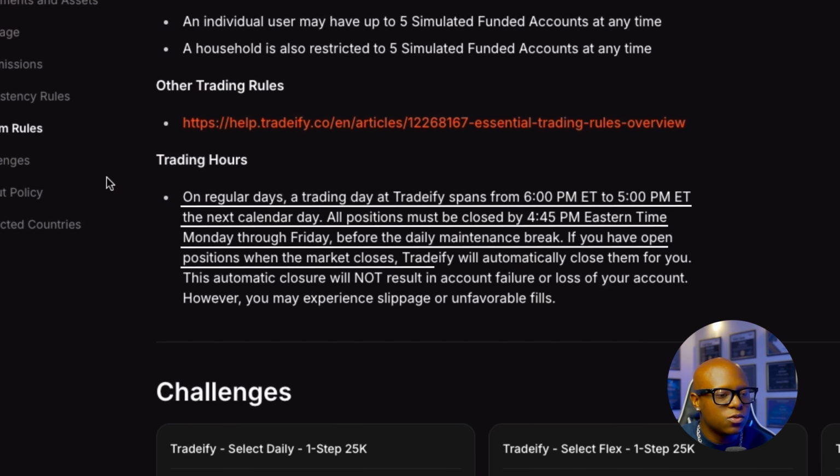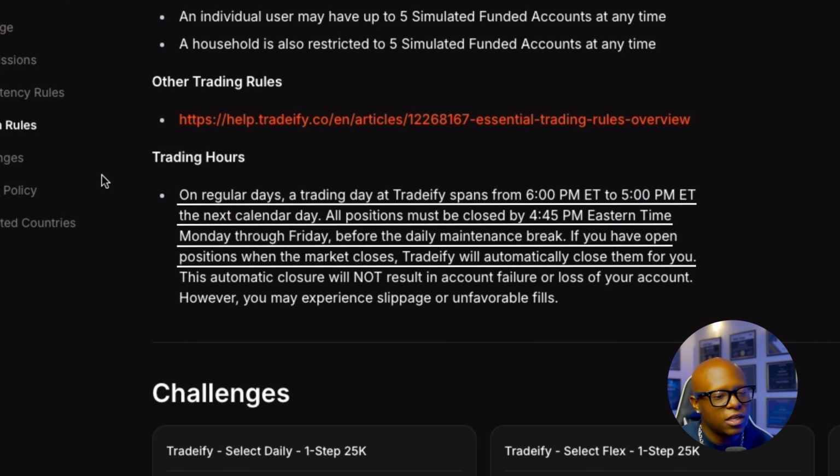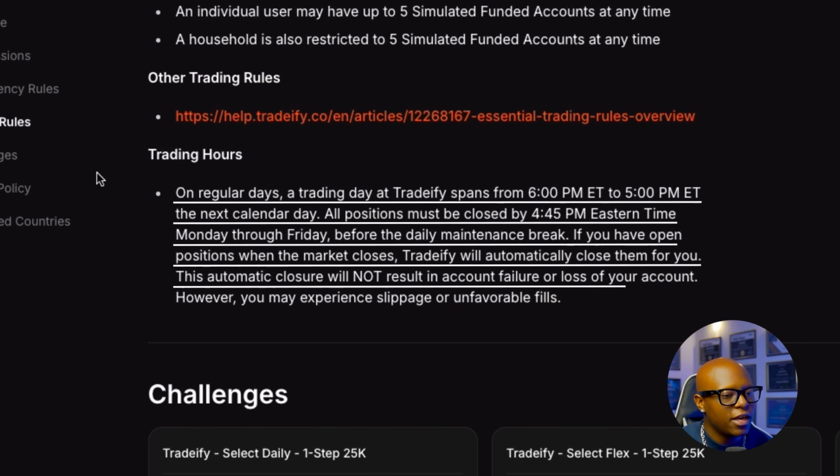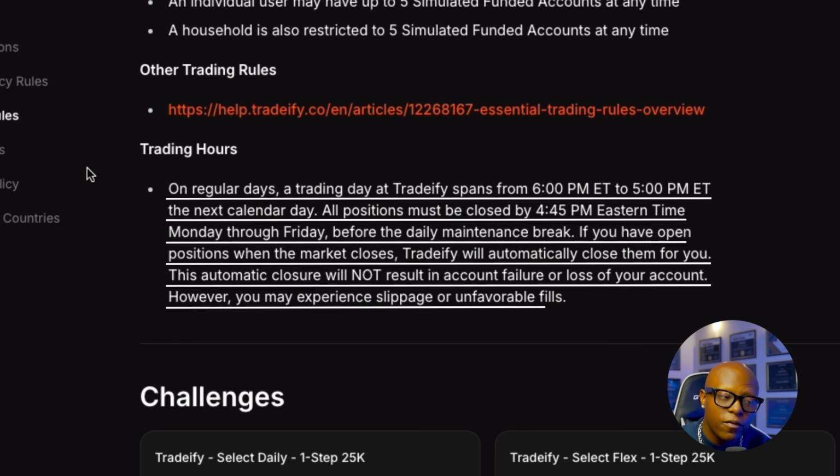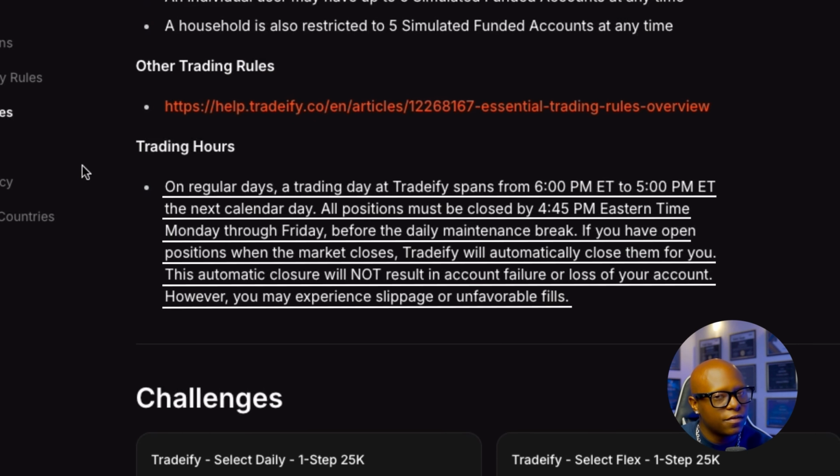If you open a position when the market closes, Tradeify will automatically close them for you. This automatic closure will not result in your account failure or loss of your account. However, you may experience slippage or unfavorable fills.